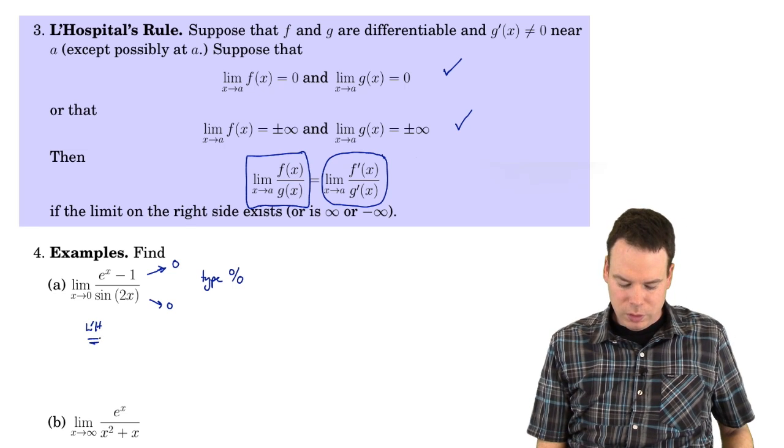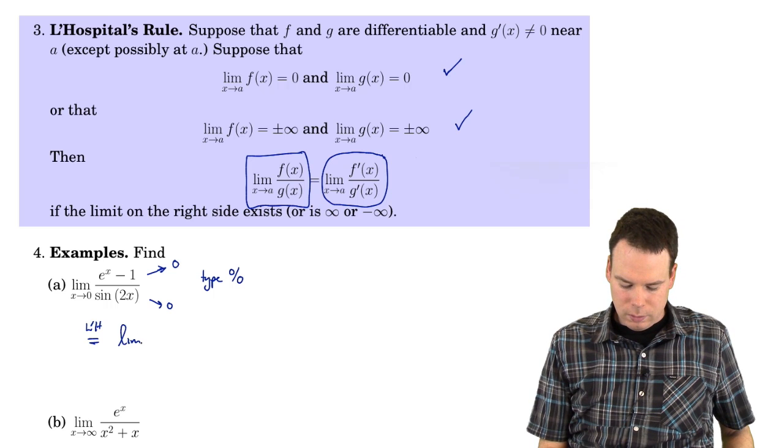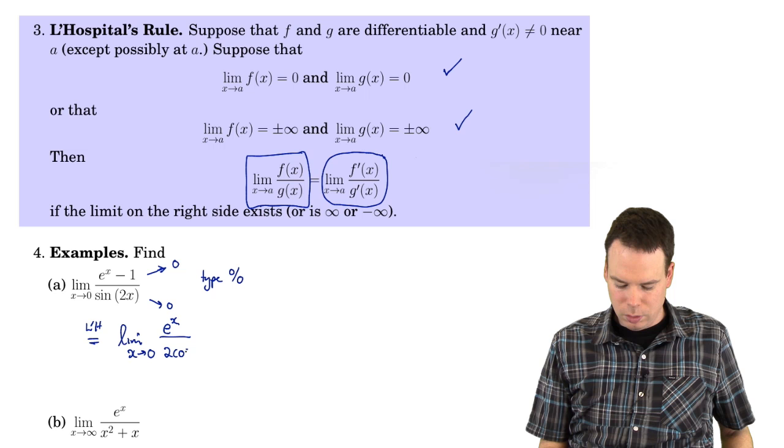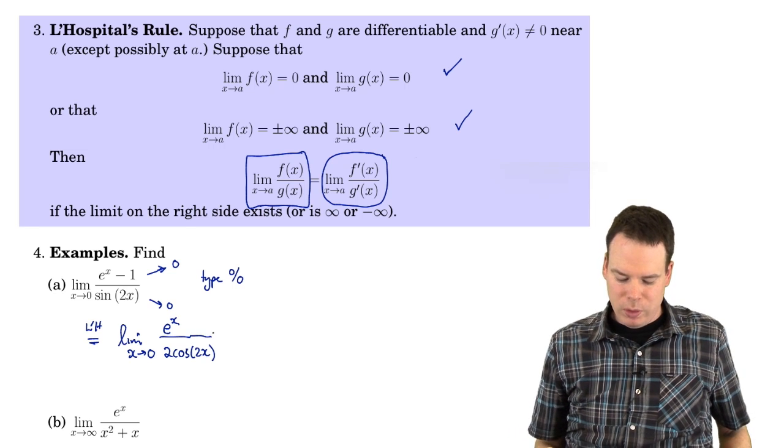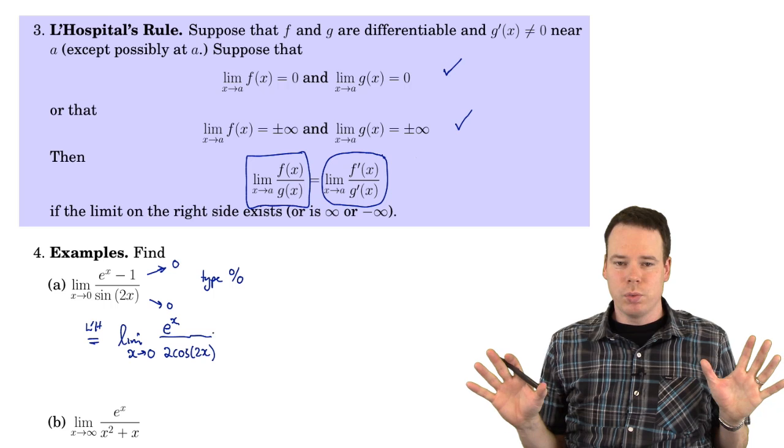So to signify we're using L'Hopital's rule, we just write an L apostrophe H over the equal sign. And this limit is equal to the value of this limit, the derivative of the top over the derivative of the bottom. So it'll be e to the x over 2 cos 2x. Key important point to note here. I'm not using a quotient rule. This isn't a quotient rule.